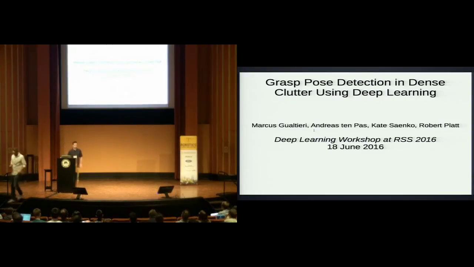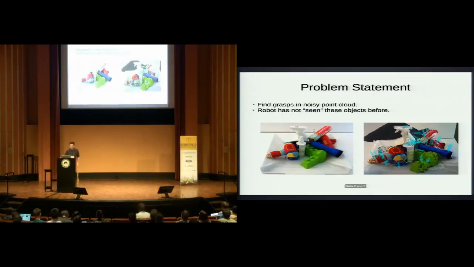Hi, I'm Marcus from Northeastern University, and I'll be talking about grasping. So the problem is, given a point cloud, and there are objects represented in that point cloud, we want to find grasps on those objects. And the robot has not necessarily seen these exact object instances before, but we trained the neural network on similar objects.